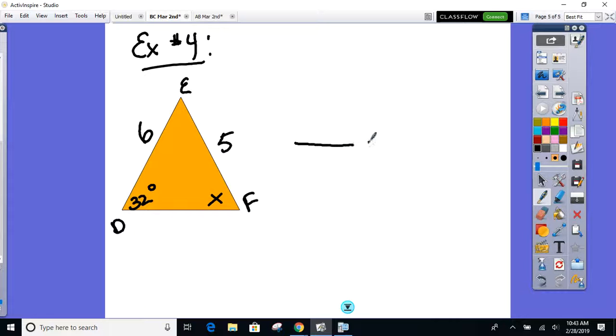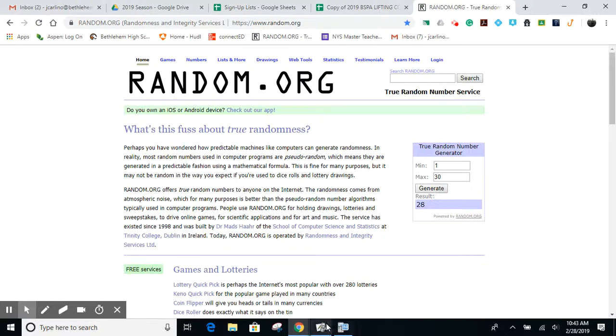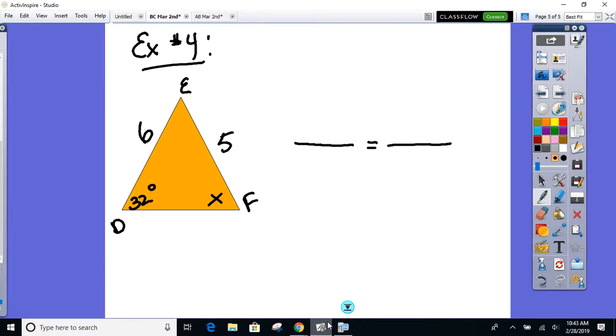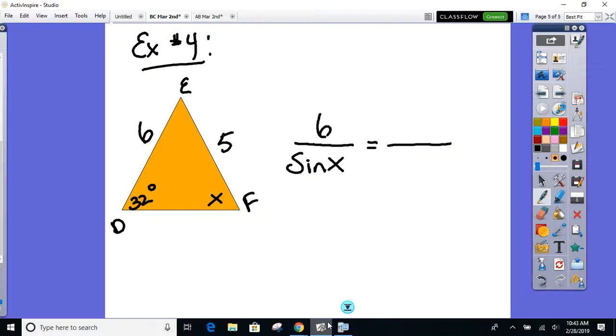Still going to be a proportion. Set up one side for me. I'll go back in a second. Set up one side. 28, set up one side for me. Nice. Thank you for putting not just X, the sine of X. And how about the other side? 12. How about the other side? There we go. I'm still going to do what here to solve?